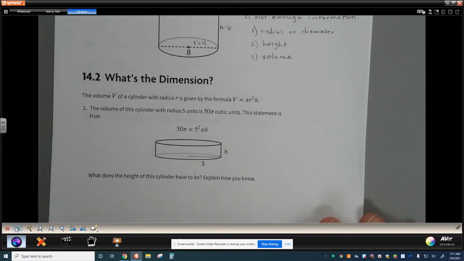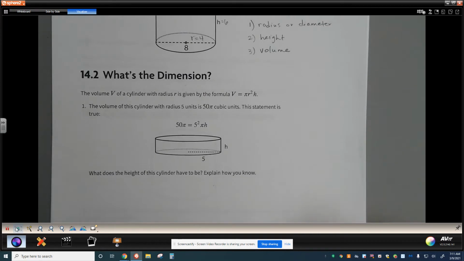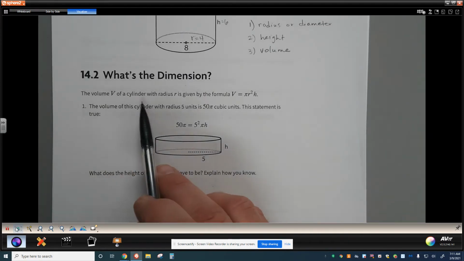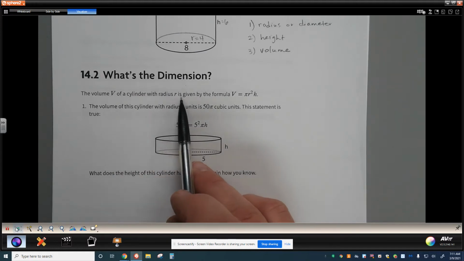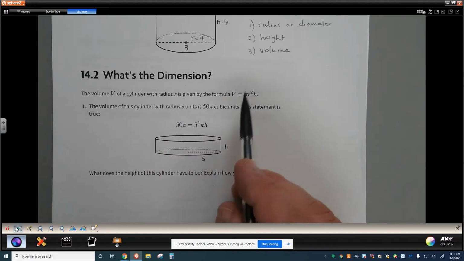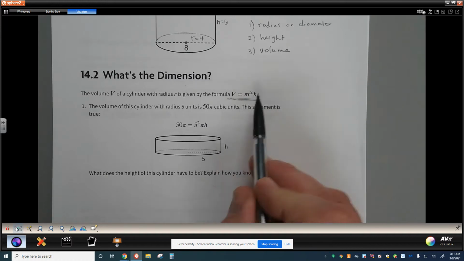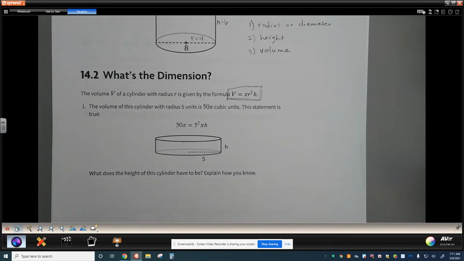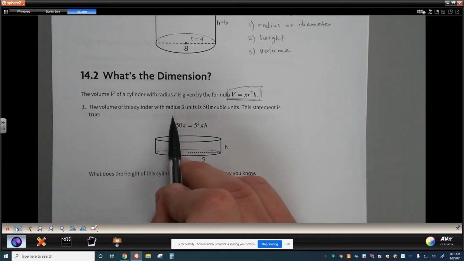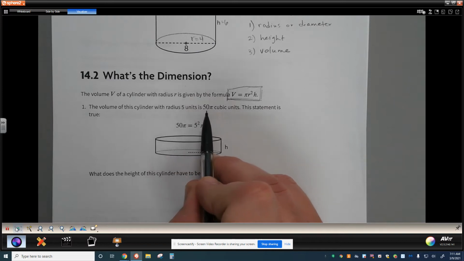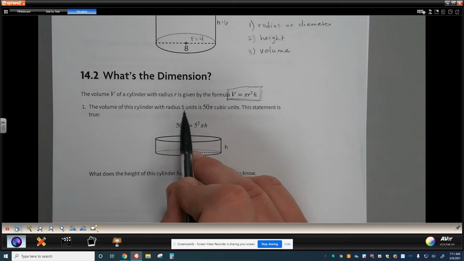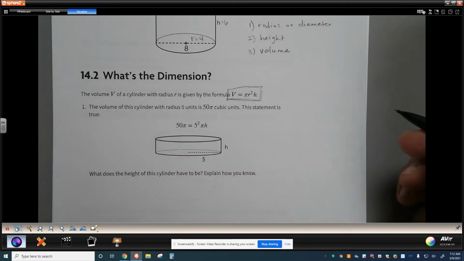When we look at this next one down here, what's the dimension? We're actually given 2 things. We're given the volume of a cylinder with the radius r, given as the formula here. So remember, this is our bread and butter right here. This is our main thing we need to remember, our formula for the volume of a cylinder. In this cylinder, the radius is 5 units, and the volume of the cylinder with a radius of 5 units is 50 times pi cubic units.